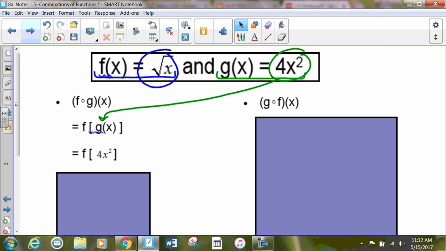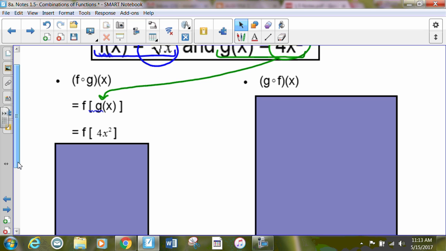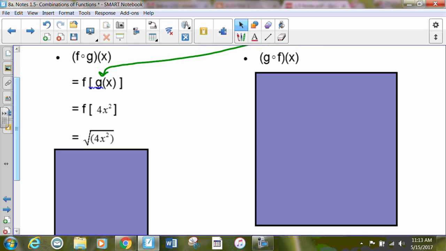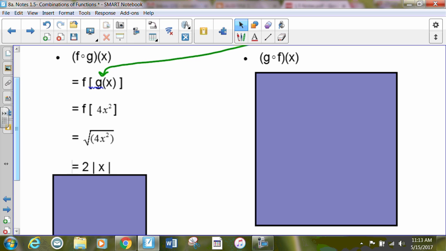So that's what we're going to be plugging in right there. So that's our next line, right? F of g of x, which means we're going to take the function f, which is square root of x, and instead of an x, we're going to put in 4x squared. And that's what we do. And then we're just going to simplify. So the square root of 4 is 2, the square root of x squared is x. And okay, so we've got the absolute value of x, which means that x needs to be a positive number. We'll talk more about that in class.